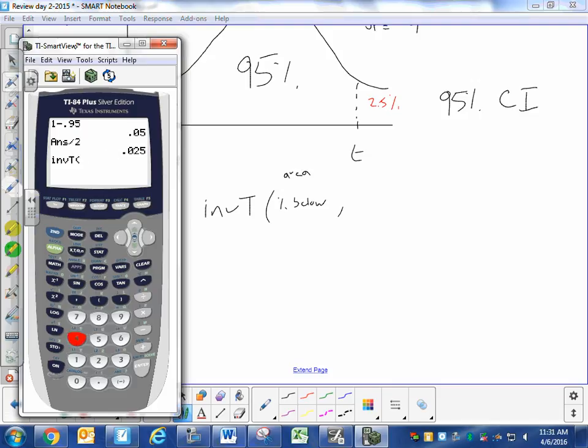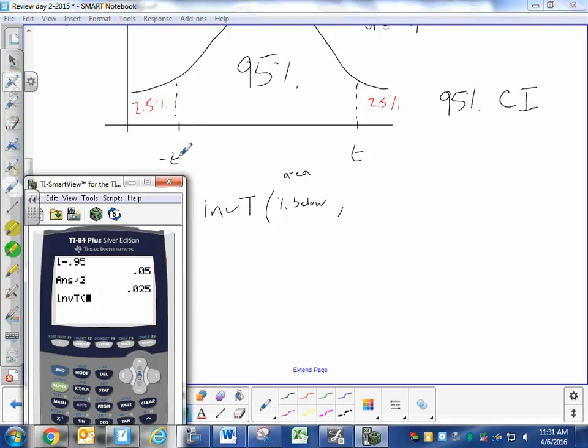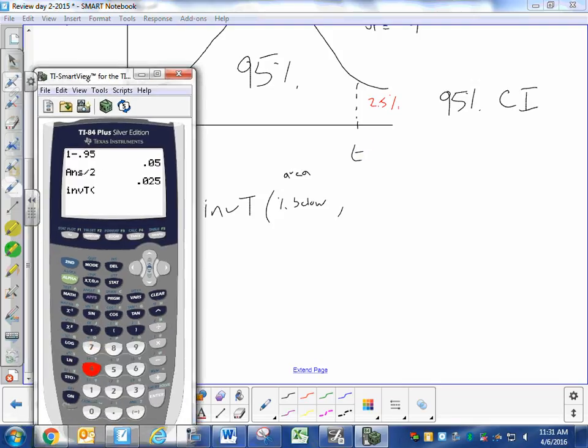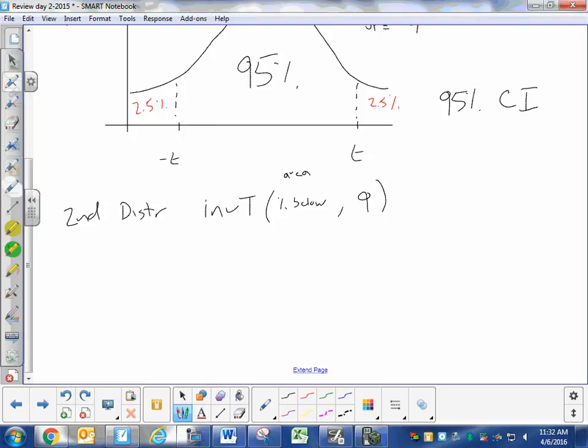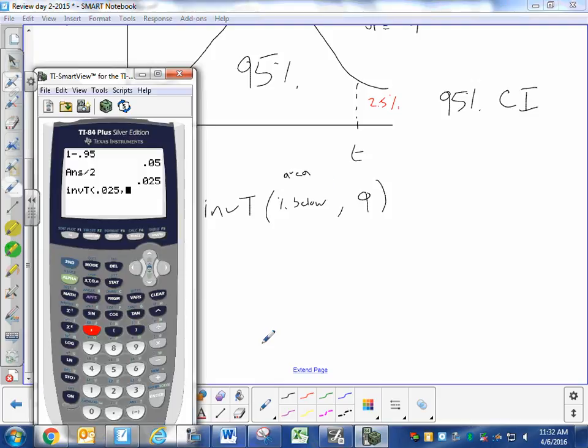We would put the area below. I'm going to just try to find this t-value here. I could plug in the area below for this positive t-value, but it's probably easier to just work on one tail. So I will plug in 0.025, comma, my degrees of freedom, since my sample size is 10, is 9. So I plug in 9. In everybody's calculator that I have, it has area and df. For area, you put 0.025.